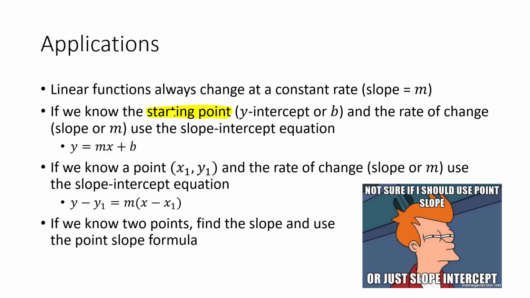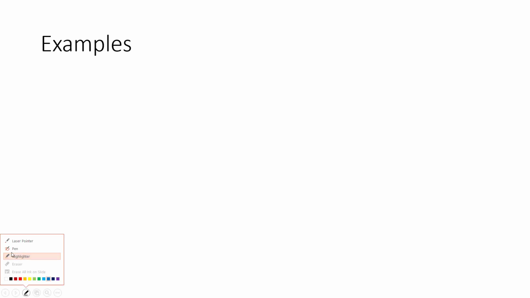The only other possible situation is if we know 2 points, we would first have to figure out what the slope is using those 2 points, and then we can use the point-slope formula. So let's see if we can make a few equations to model some real-world data.